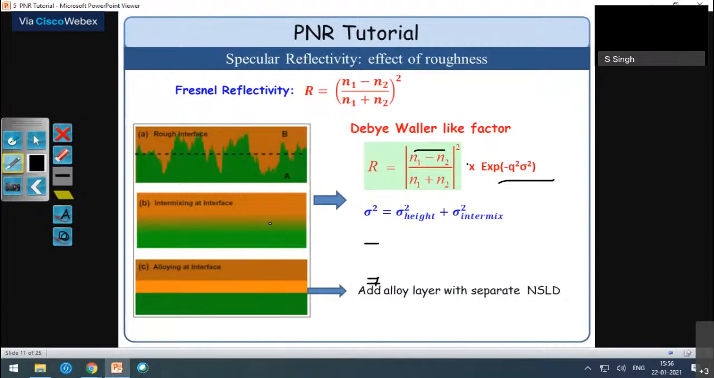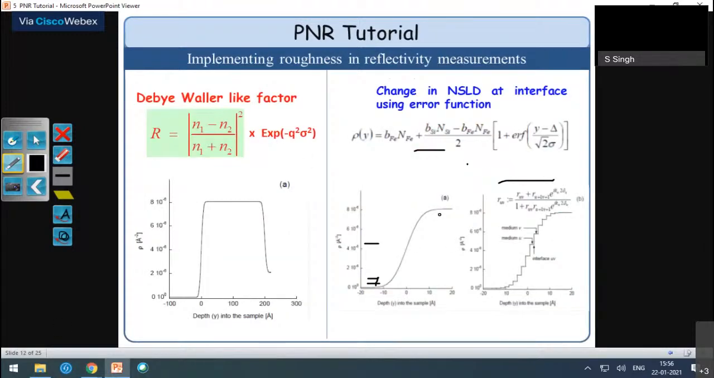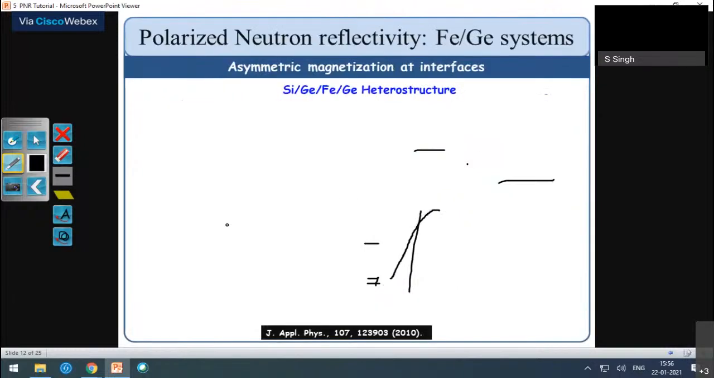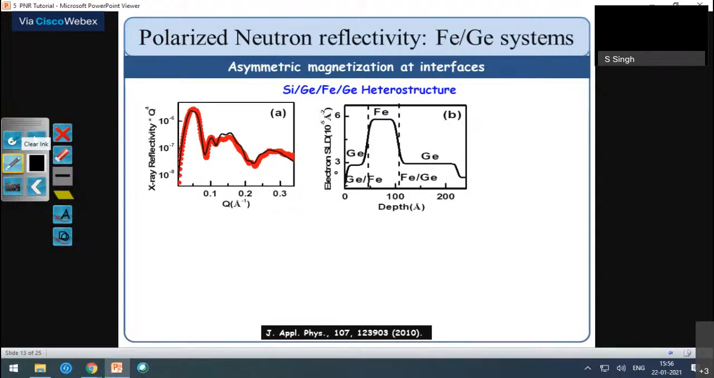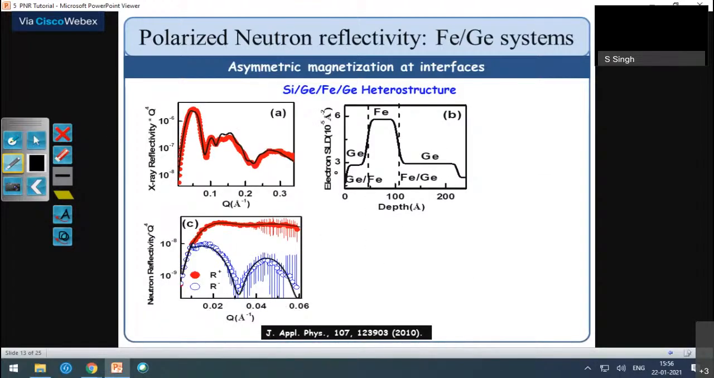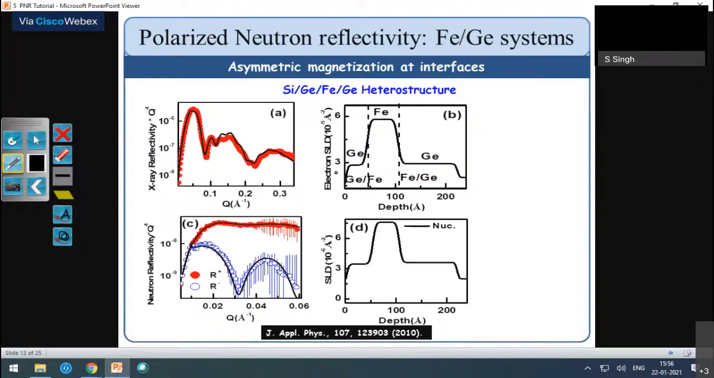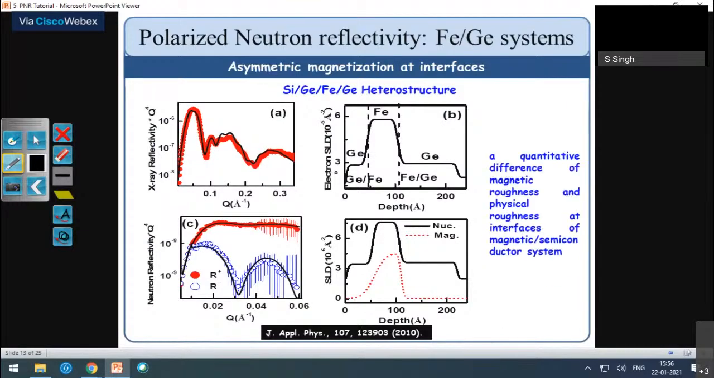At that density change, we are showing here like this. We are saying this is not a sharp change, but there is a modulation with an error function, and that is equivalent to considering roughness like this. So this is handy in the sense that in a magnetic film, we can assume a different magnetic interface with respect to the structural interface. So one of these things we can apply here in the case of neutron reflectivity.